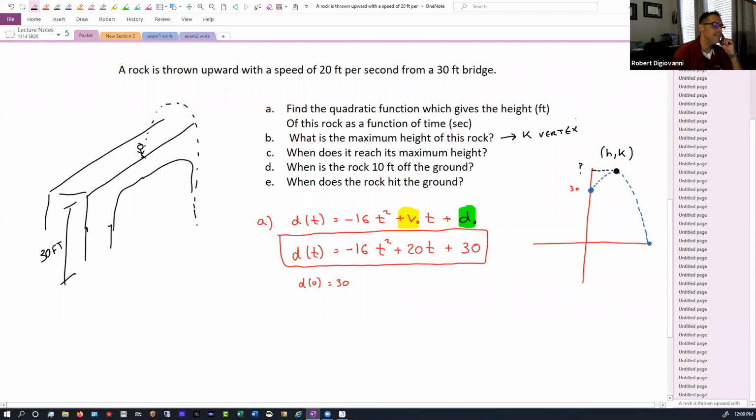And what is part C doing? It's saying, when does it reach its maximum height? Well, time is the t, and t is like the x has been for us. So wouldn't that correspond to this down here, which is actually the H of the vertex? Do you all see that? It's an important connection to make. The K gives you the actual maximum height, and the H gives you when it happened.